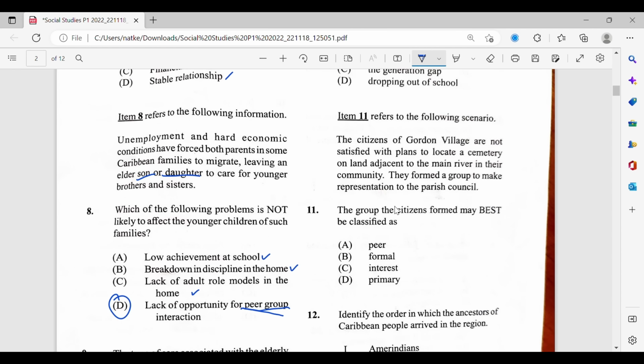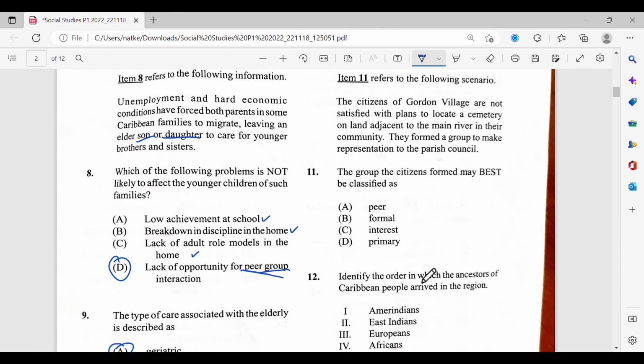Number 11, the citizens of Gordon Village are not satisfied with plans to locate a cemetery on land adjacent to the main river in their community. They form a group to make representation to the parish council. So the reason for forming the group is because they needed to talk about something specific. So the question says the group the citizens formed may best be described as peer, formal, interest, or primary. So they do not necessarily have to be of the same peer group. It's not a formal group either. It's not a primary group either.